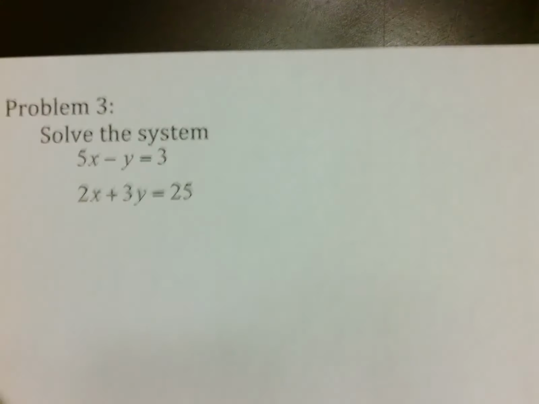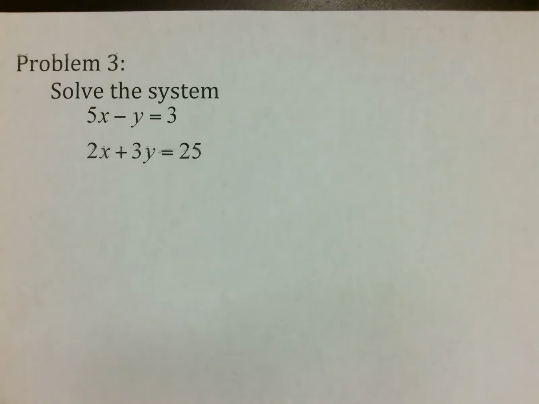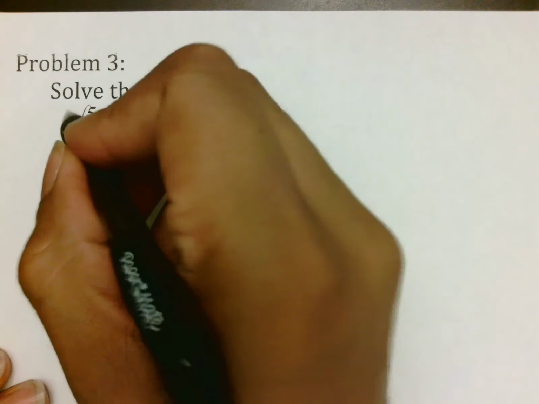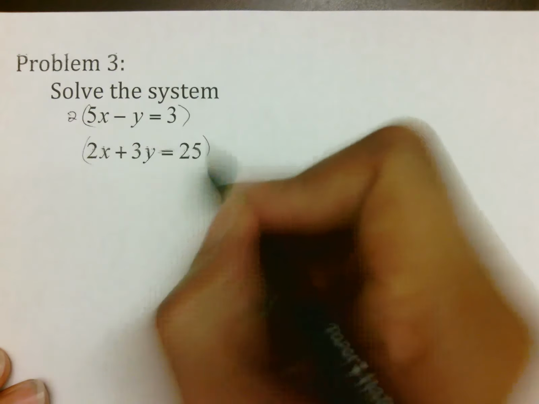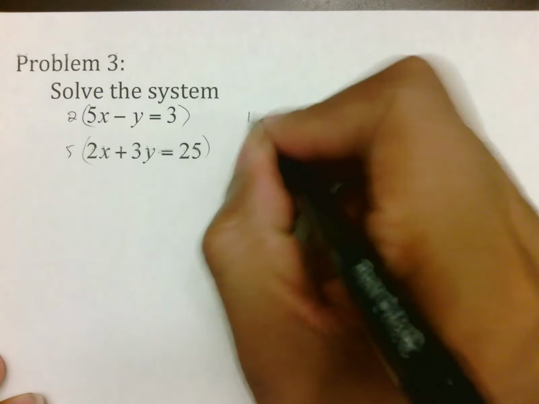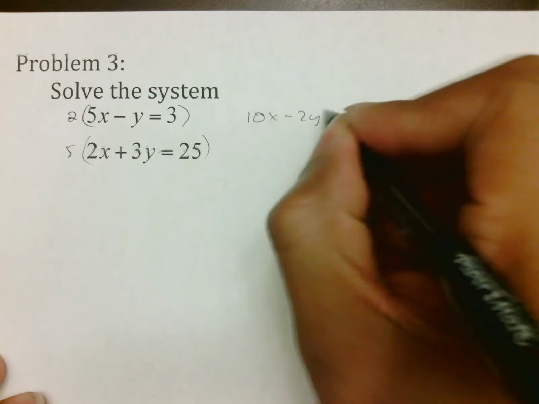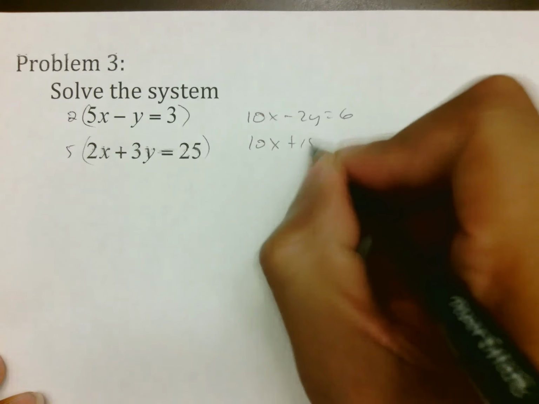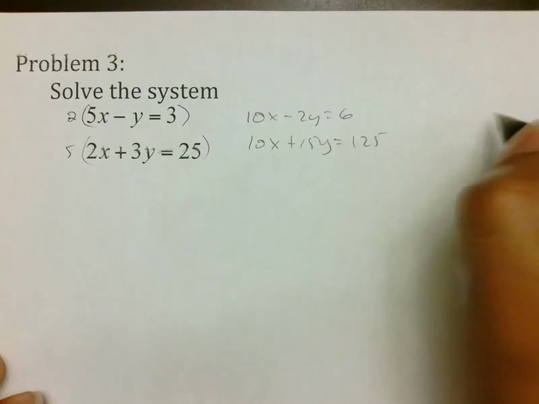Now the other type of question you're going to see is the official problem, where you're going to actually solve the system, which means we need both of them. This is the one where you will use what you had yesterday, which is to take your 2 and bring it up, take your 5 and bring it down. You will multiply this out to get 10x minus 2y equals 6. You will multiply this out to get 10x plus 15y equals 125.